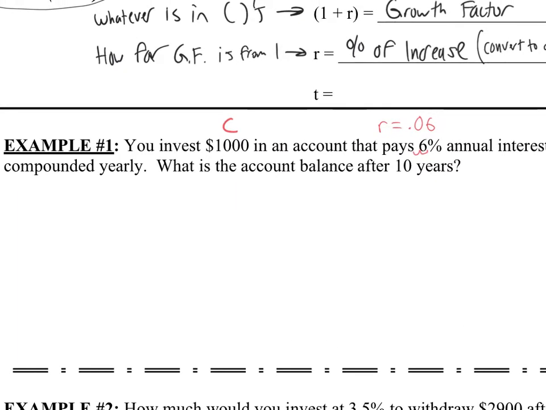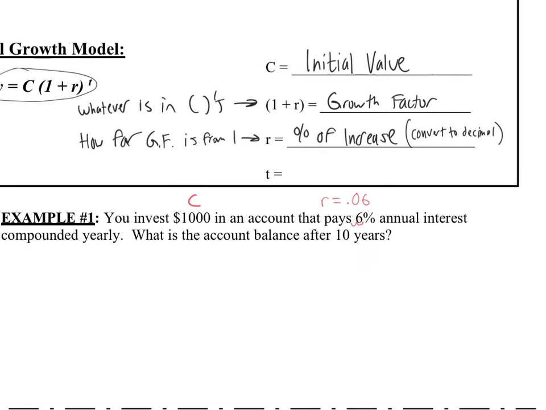All right, what else do we know? Well, our T, oh, I forgot to fill that out. My bad. T is time in years, usually. So what's our time for this problem? Our time is 10. And what is the account balance? That's what we're ending up with, so that's going to be our Y.